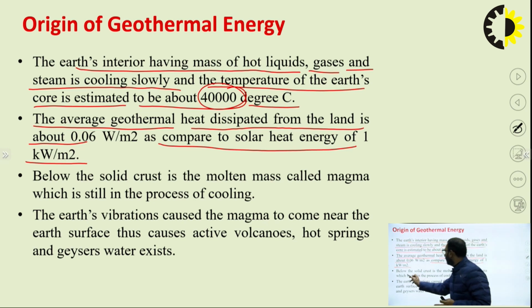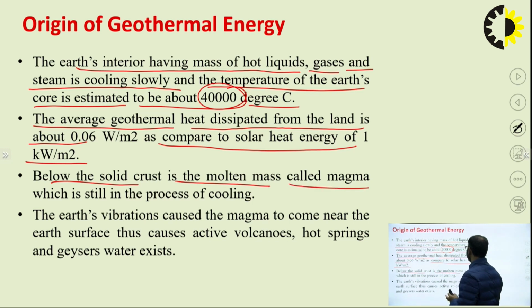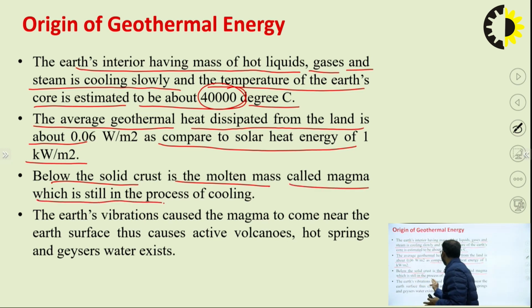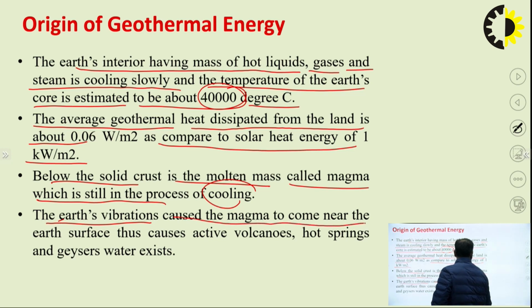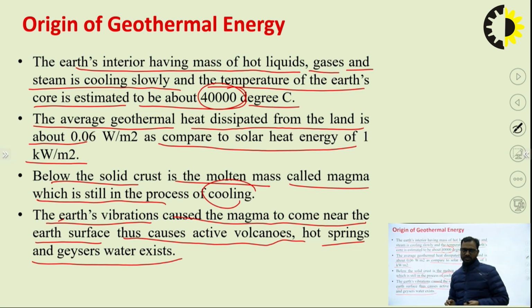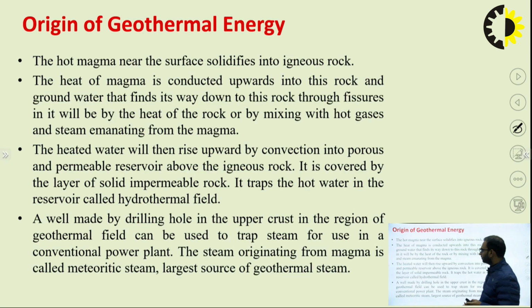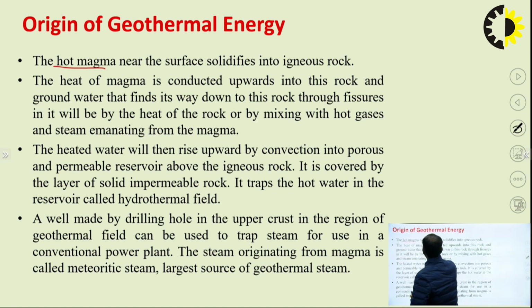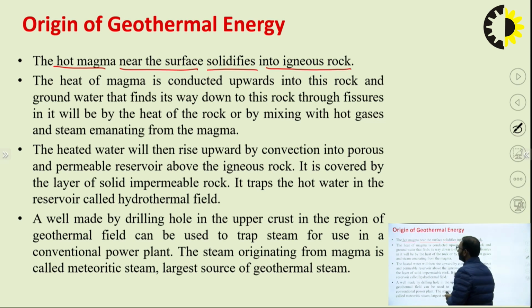Then below the solid crust is the molten mass called magma, which is still in the process of cooling. The earth's vibrations cause the magma to come near the earth's surface, thus causing active volcanoes, hot springs and geysers where water exists. Okay. Then this hot magma near the surface solidifies into igneous rock.